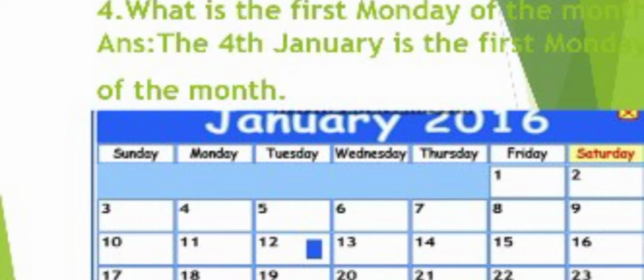Question number 4. What is the first Monday of the month? So let's search for the answer. So at first we have to go to the option of Monday. So here on Monday, what are the dates? 4, 11, 18 and 25. So the question is, what is the first Monday? So on the Monday option, the first date is 4th. So the answer will be: the 4th of January is the first Monday of the month.